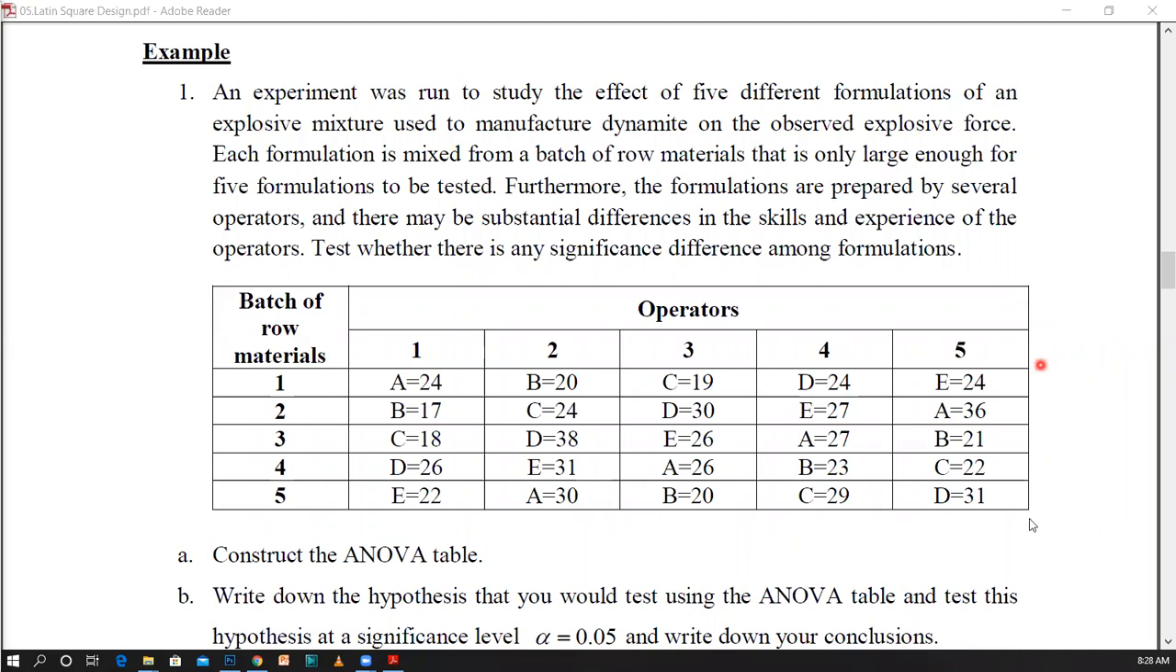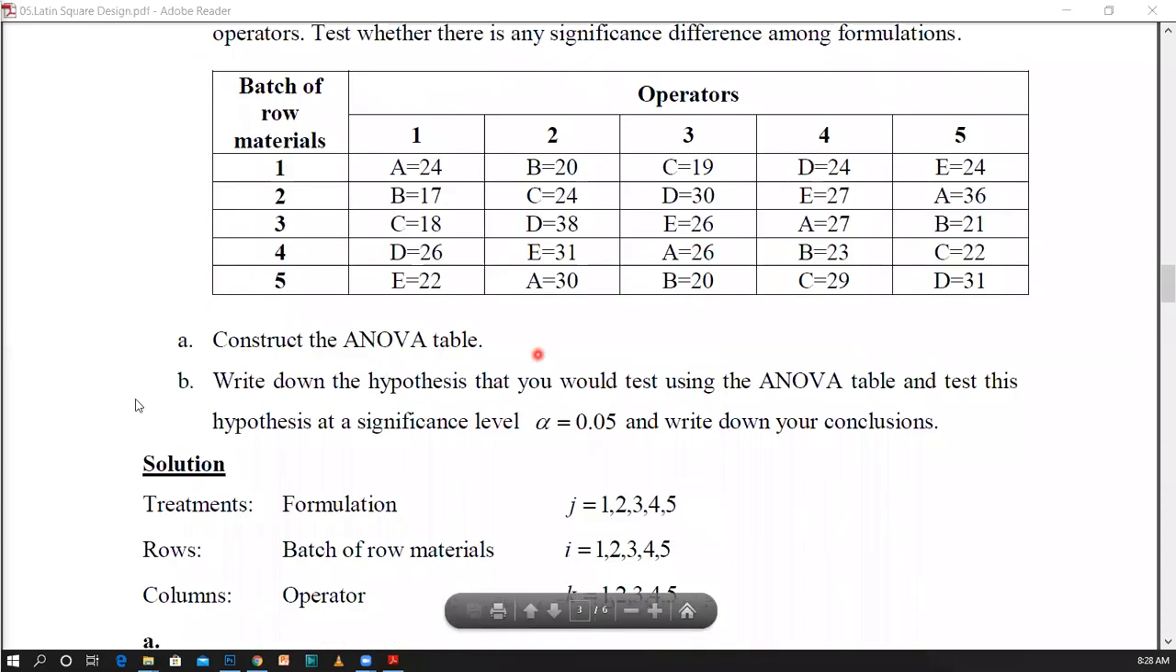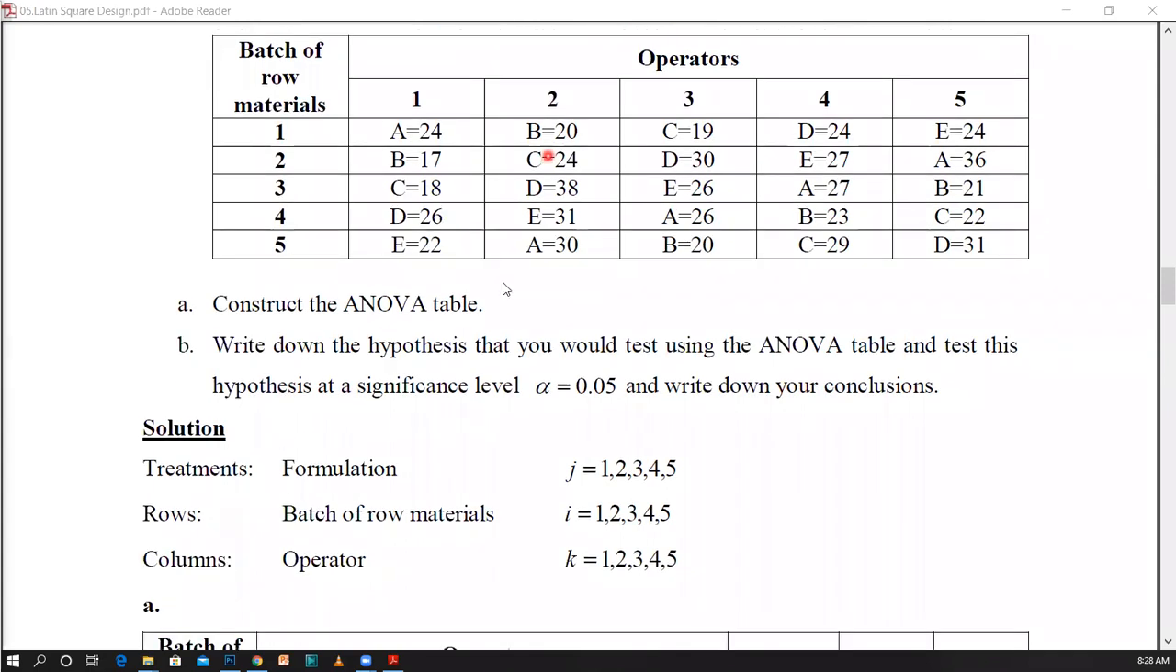Now in the first part, they are asking us to construct the ANOVA table, write down the appropriate hypothesis, and test the hypothesis using the ANOVA table at 5% significance level. Now we will see the solution for this problem.